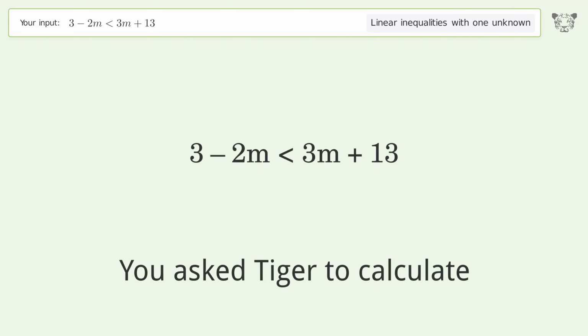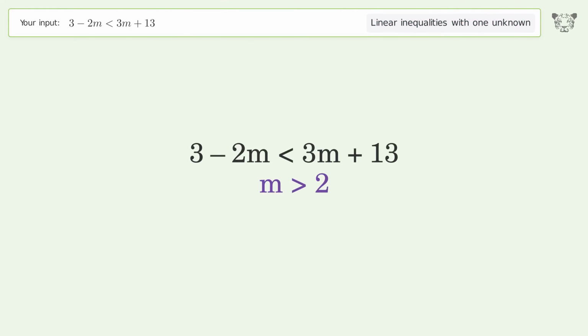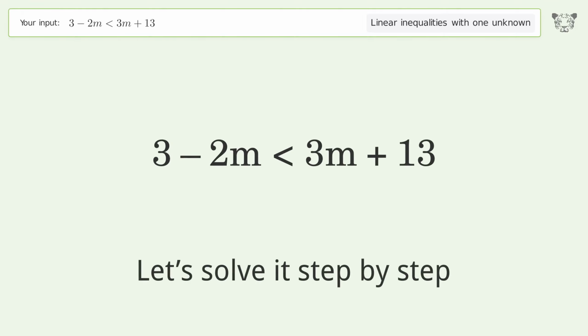You ask Tiger to calculate. This deals with linear inequalities with one unknown. The final result is m greater than -2. Let's solve it step by step.